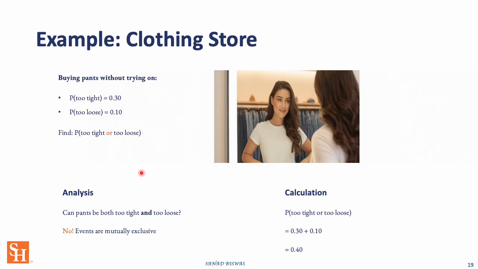The very first question that we have to ask is whether these two events are mutually exclusive. Is it possible that a pair of pants will be both too tight and too loose at the same time? It is not possible, right? So these two events are mutually exclusive. There cannot be anything in common. So the probability would simply be the sum of the individual probabilities, because they are mutually exclusive. The probability that it will be too tight plus the probability that it will be too loose gives us 0.40. So if you randomly buy pants, it will be too tight or too loose with probability 0.40.